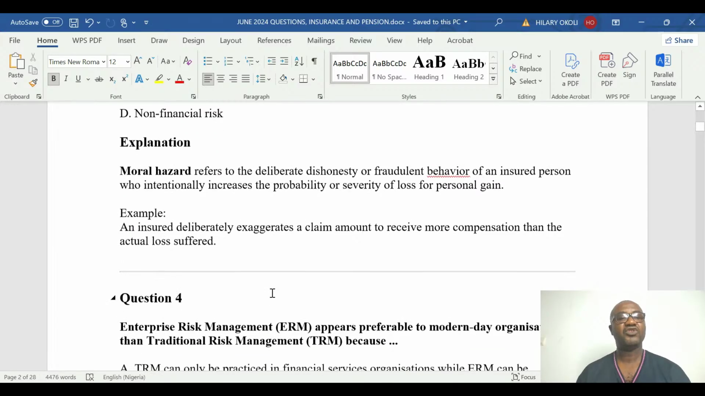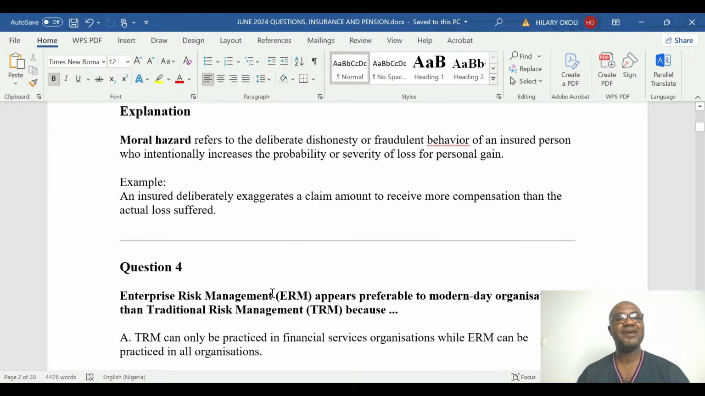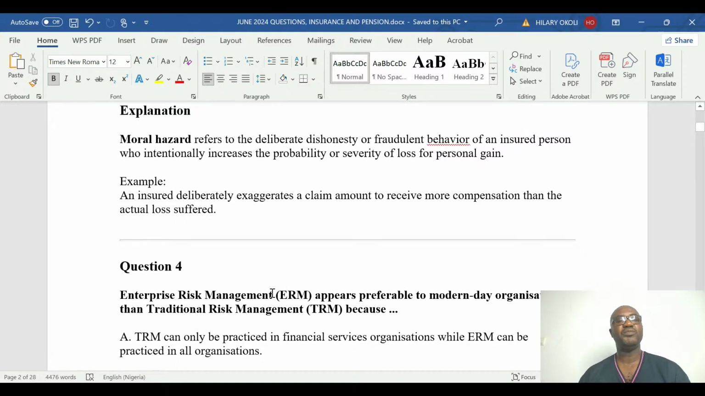We can go to illustrate an example with moral hazard, having defined it or referred to it as the deliberate dishonest or fraudulent behavior of an insured person who intentionally increases the probability or severity of loss for personal reason or gain. An example: an insured deliberately exaggerates a claim amount just to receive more compensation than the actual loss suffered. So we say that is also a moral hazard.